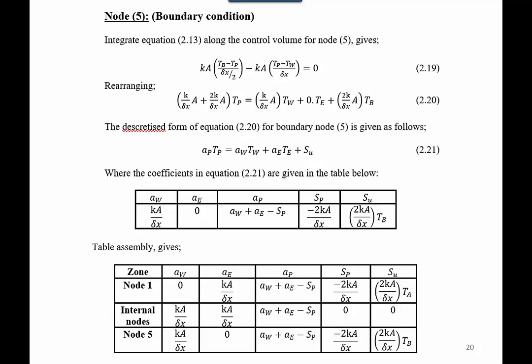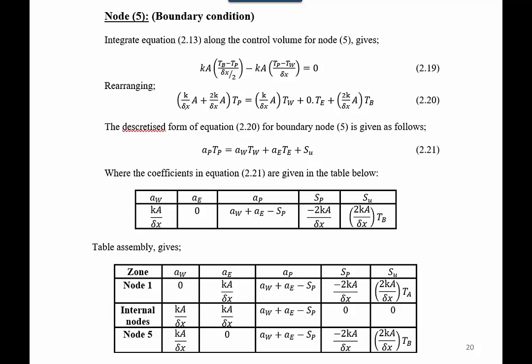Make the discretization technique for control volume number 5, which is at the far east of the domain. And now there is no east temperature. We will substitute T at B, which is the boundary condition, and the distance will be half the distance of delta X. So rearranging this, we will put all the parameters which are multiplied by TP on the left side, and the rest goes to the right side.